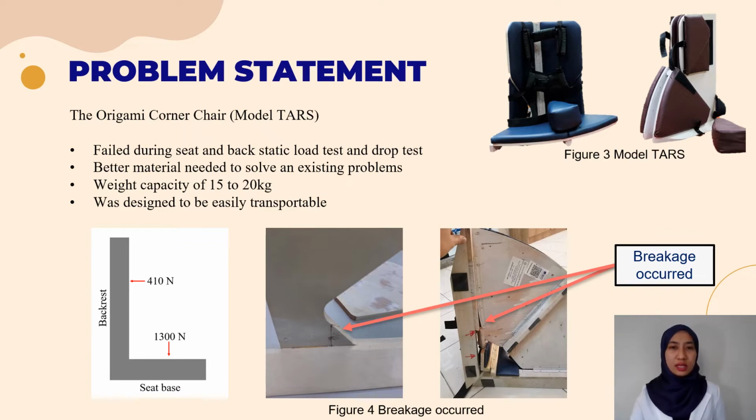Actually, the model TARS has a weight capacity of 15 to 20 kg. So there is a possibility that some patients are too active. The corner chair was designed to be easily transportable, lightweight, foldable, and can be taken to all places. So obviously, there is a possibility that the chair may fall. So, to pass the extreme seat, backload test, and drop test criteria, a stronger and lighter material is needed to improve the strength properties of this chair.